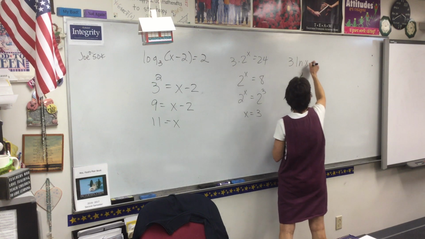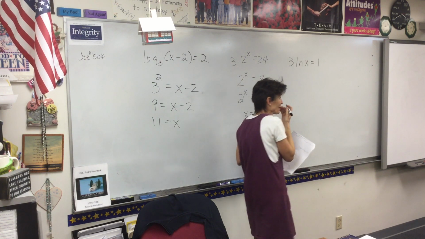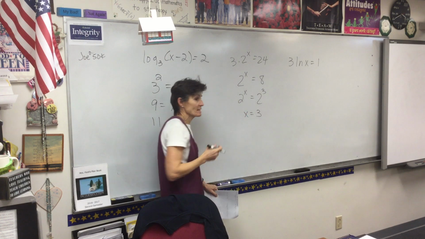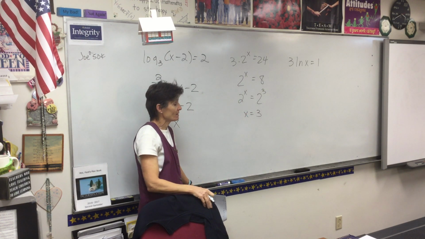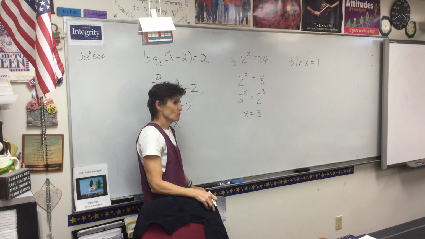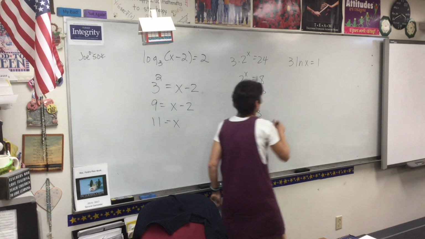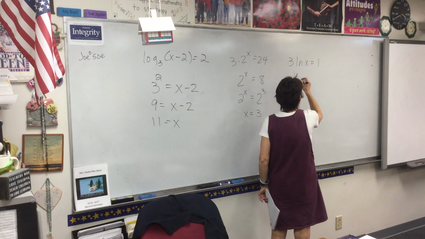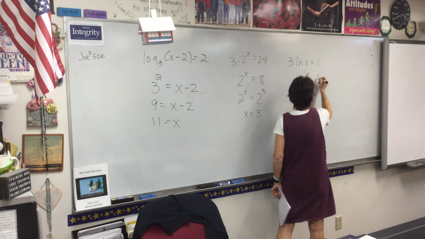3 ln x equals 1. This was not on the quiz, one like this, but we've done them in our notes. What's the first step? Always, always, always? Divide. You got an extra number, divide it out. So ln x equals 1/3.